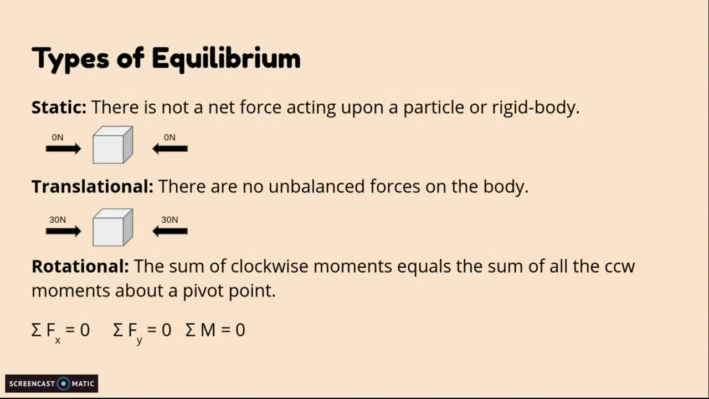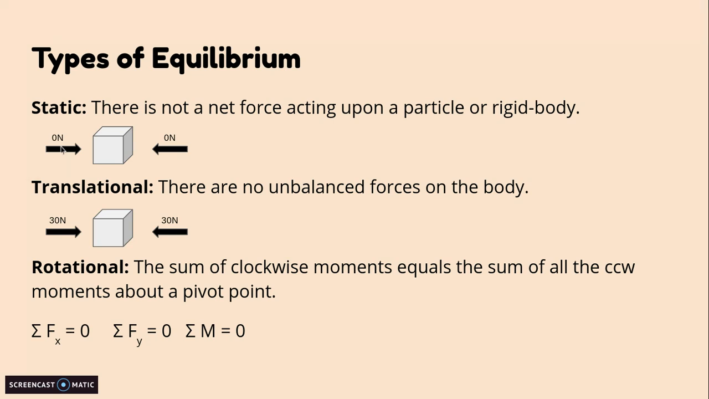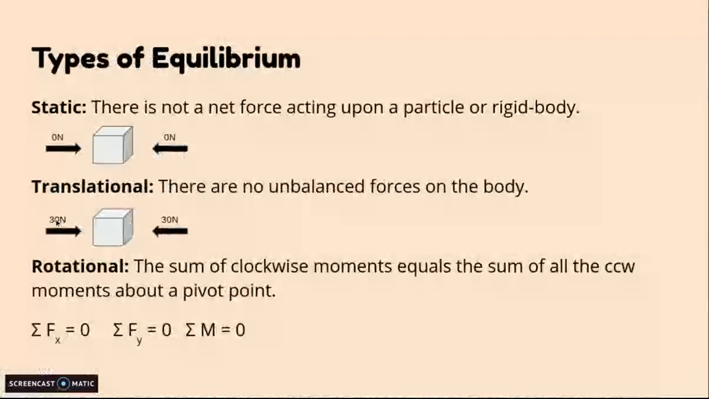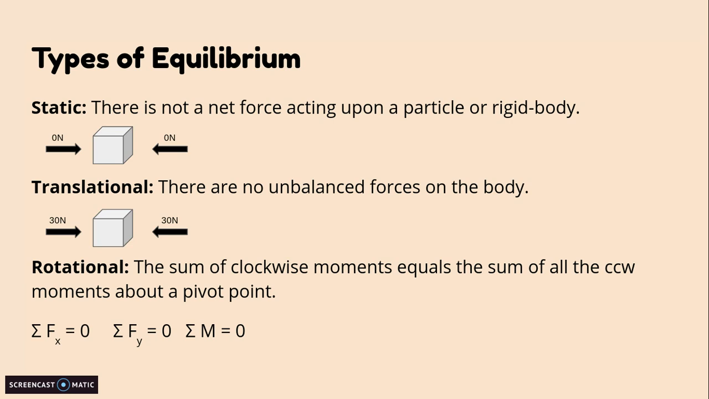Types of equilibrium. Static: there is no net force acting upon a particle or rigid body. This means there's no force at all, so 0 newtons both ways. It's an equilibrium. Translational: there are no unbalanced forces. So there are forces, but they're not unbalanced. That's the same thing as on this slide. And then rotational: the sum of clockwise moments equals the sum of all the counterclockwise moments.